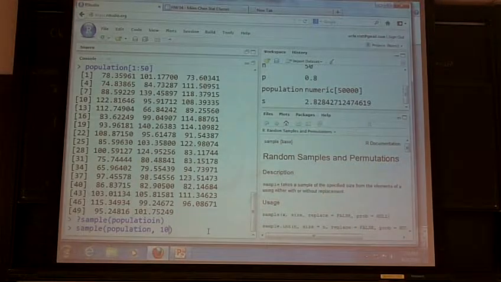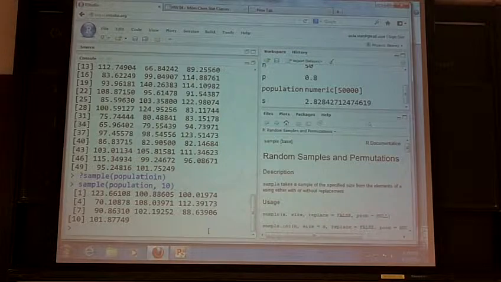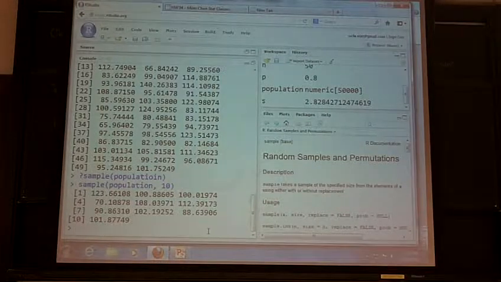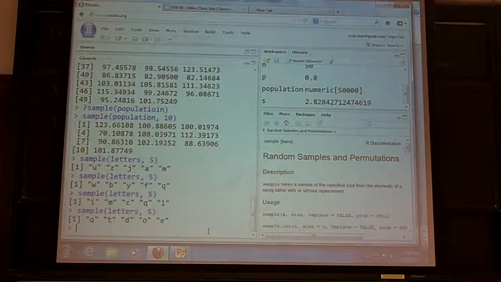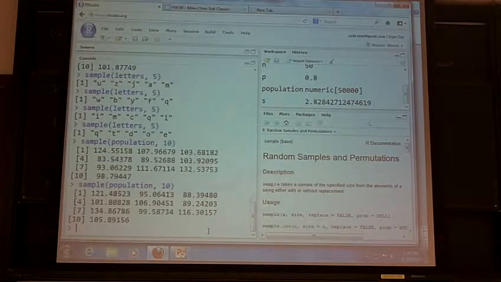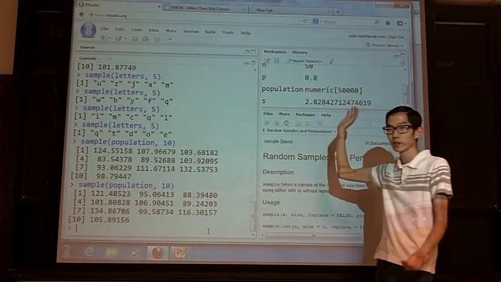Okay, and what that does is here are 10 random people. Just so you know, there's something called letters, which is just the letters of the alphabet, and I could say give me 5 letters from the alphabet, and it will pick 5 random letters. Every time I do this, it's going to give you 5 different letters. So when I do sample population 10, it's just going to give me 10 different people from that list of 50,000. Is that okay?